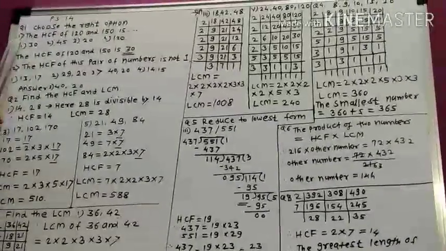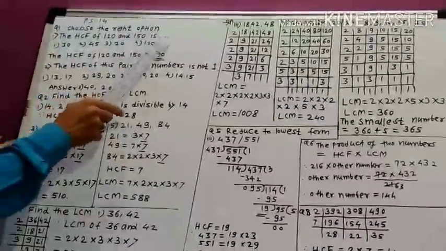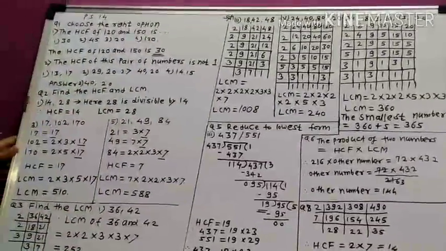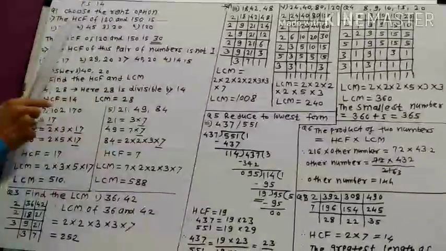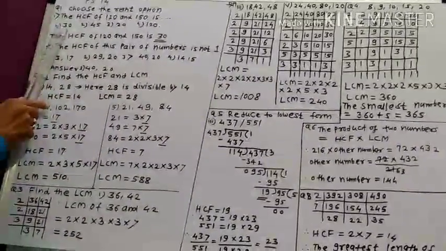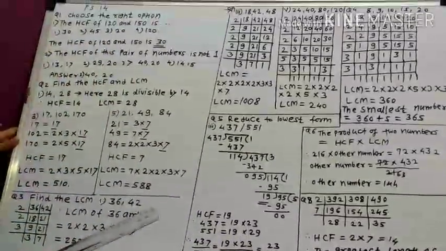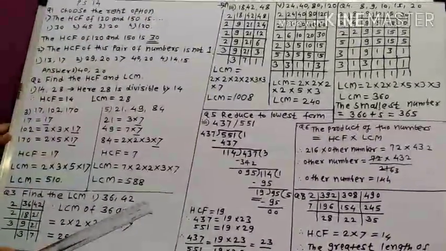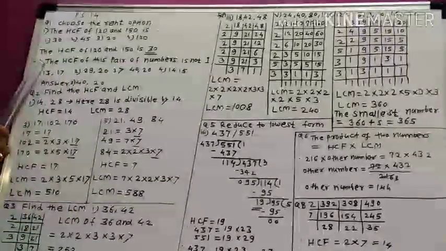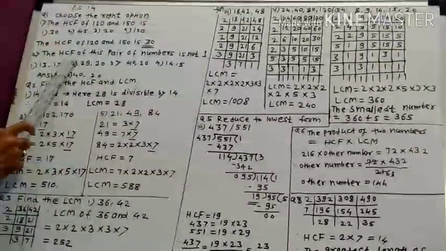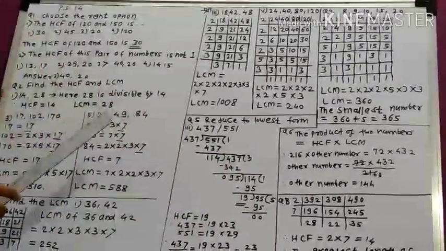The first problem, the SCF of 120 and 150 is dash dash dash. Here 120 and 150 are divisible by 30, therefore its SCF is 30 and 30 is the correct answer, that is the option number 1.